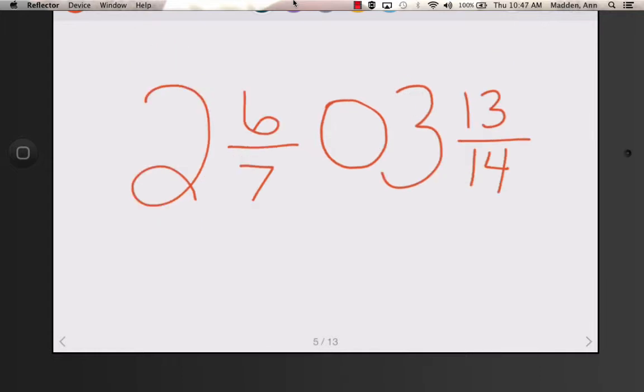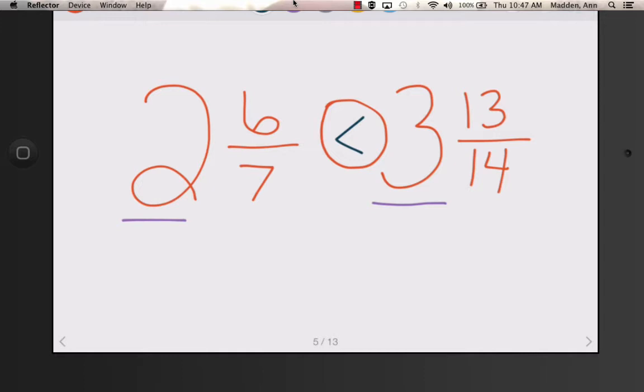2 6/7 and 3 13/14. Let's first compare the whole numbers. 2 is not equal to 3. 3 is greater. Therefore, I don't even have to compare the fractions because I know that 2 6/7 is less than 3 13/14.